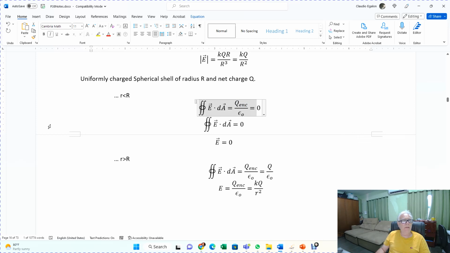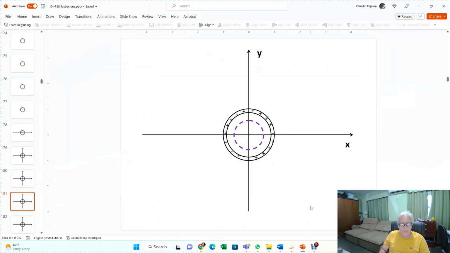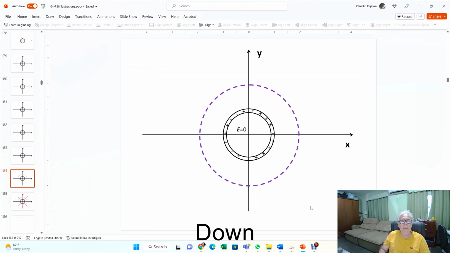The only way that this integral is going to be 0 is if the E is 0, because the area is not. Okay? So that's the solution, that's half of the solution. The other half of the solution has to do with values for r greater than big R.